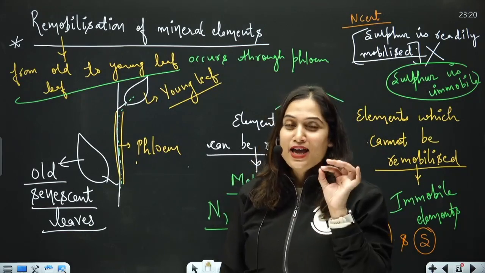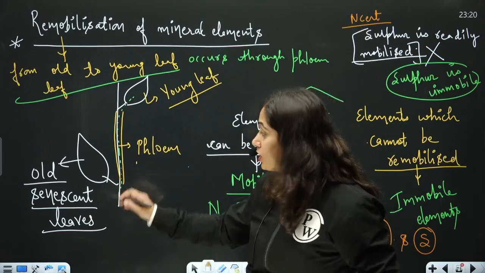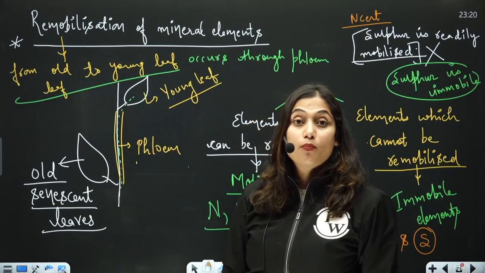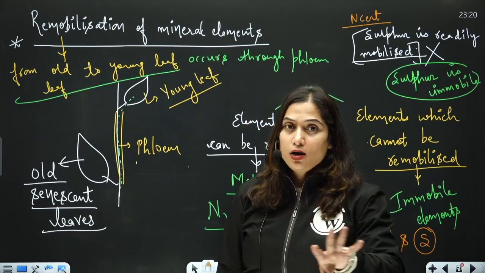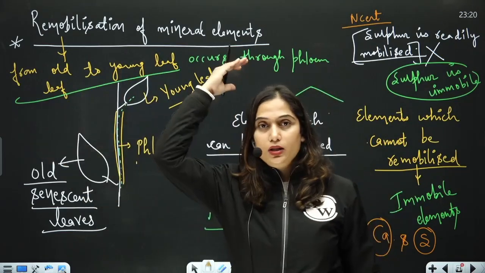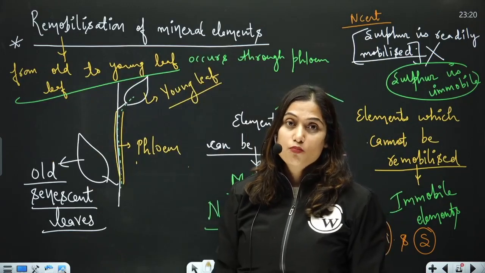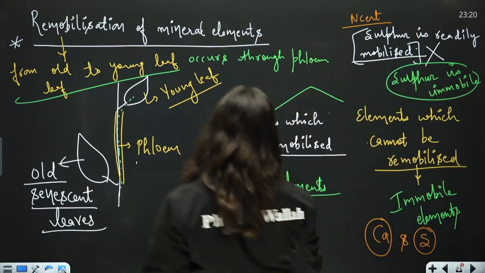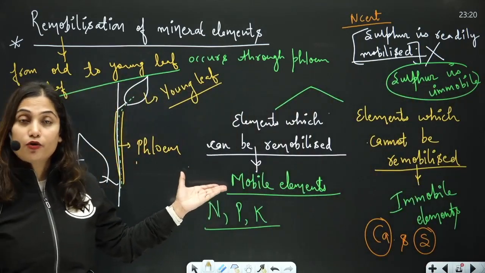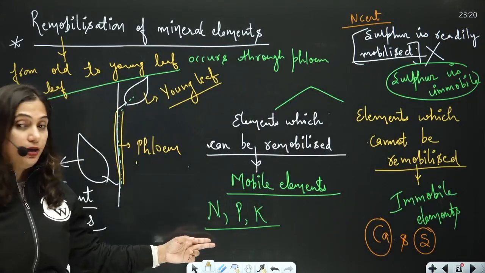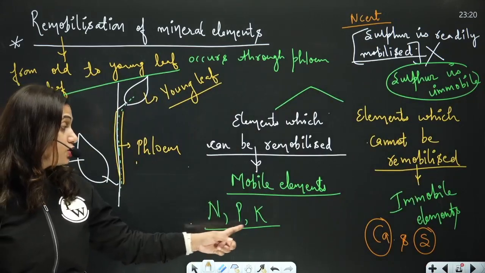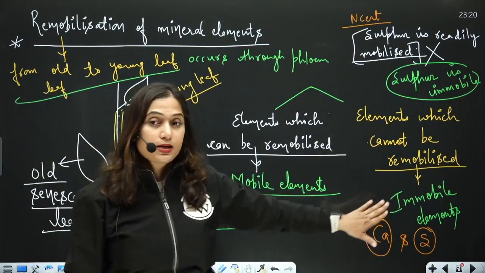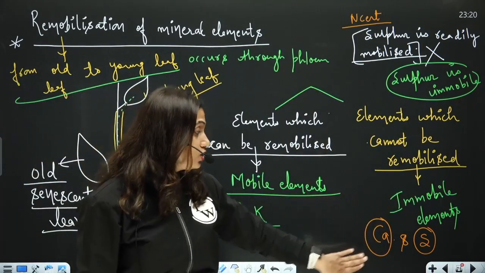The elements which can move from old to young leaf are called mobile elements, but those which cannot move and will go along with the old leaf are called immobile elements. So this is important: elements which can be remobilized from old to young leaf are mobile elements like nitrogen, potassium and phosphorus. But those which cannot be remobilized are immobile elements like calcium and sulfur.